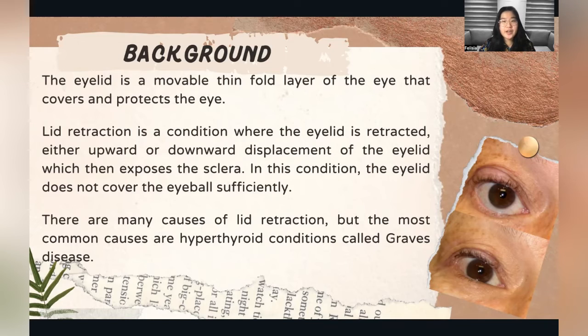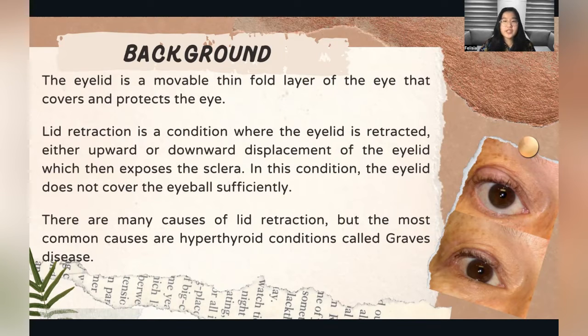Hello, my name is Felicia with 3 last digit of name 166. I will explain the background and problem formulation of our student project. Eye is an important organ of our visual system. One of the external parts of the eye is the eyelid. Eyelid is a movable thin-fold layer of the eye that covers and protects the eye. There are two parts of eyelids, which are the upper and lower eyelids.